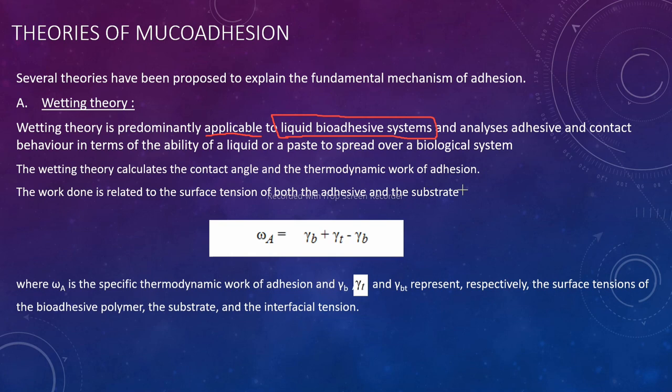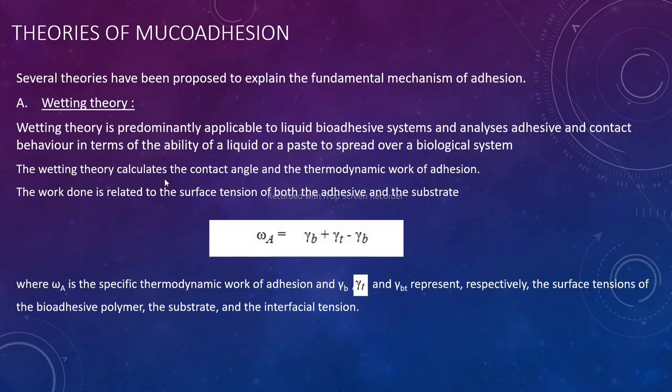Now wetting theory, obviously wetting means it should be related to a liquid dosage form, and it analyzes adhesive and contact behavior. Now what is this contact behavior or contact angle? This is very related to wetting. So what is wetting? It is the ability of the liquid phase to spread over the biological system.